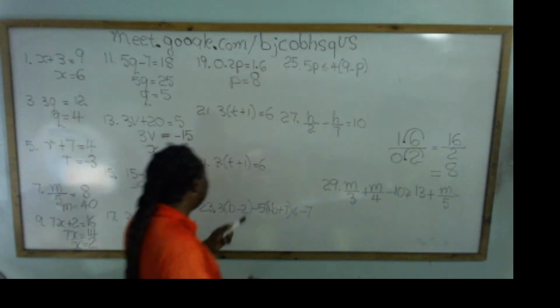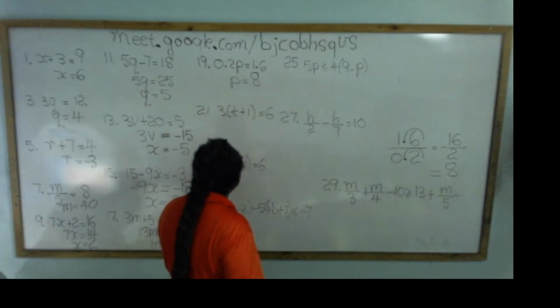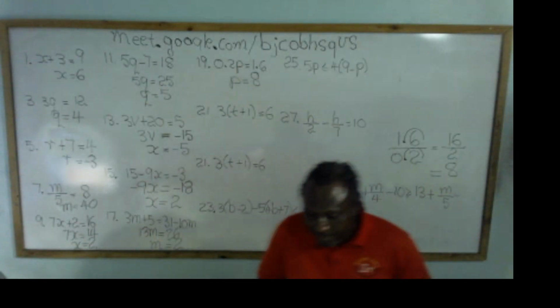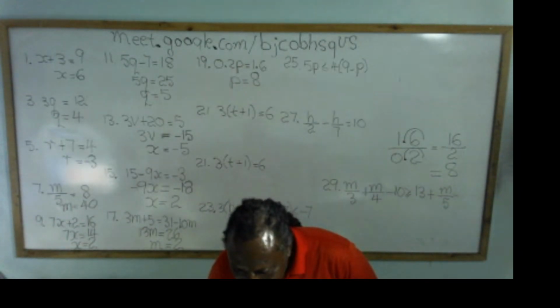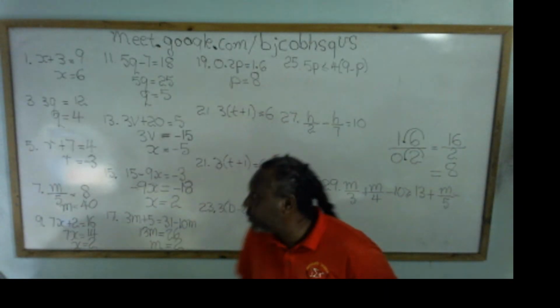I like that. Minus 3 on both sides. Then minus 1. Divide by 3 on both sides.